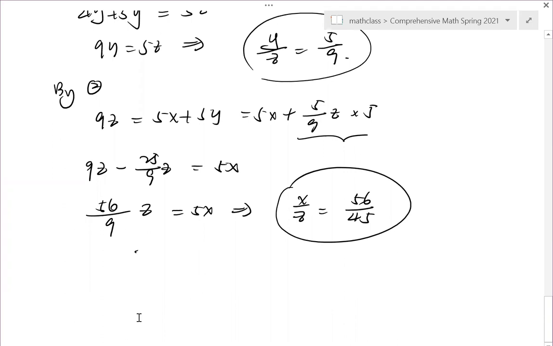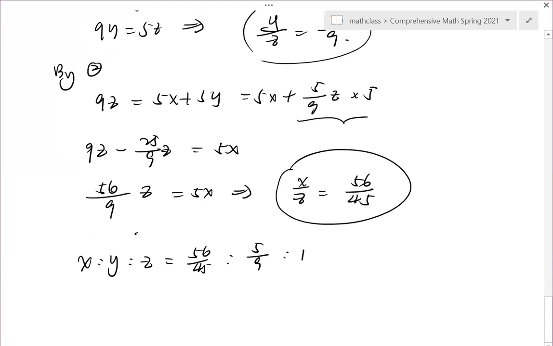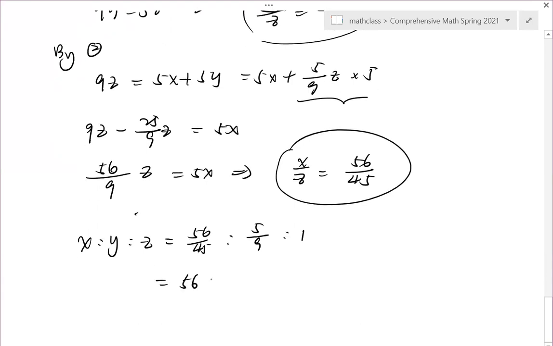Find the ratio, like x, 2y, 2z. Right, now you can say 56/45 to, this is another number, and 2y, right? But the problem, you can multiply each term by 45. So yeah, that will be 25, that will be 45. Okay, so this is another ratio.